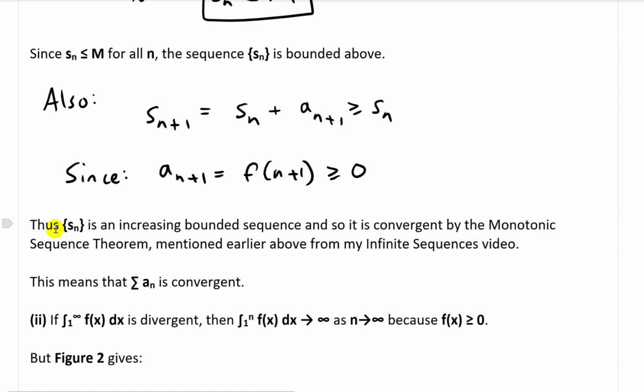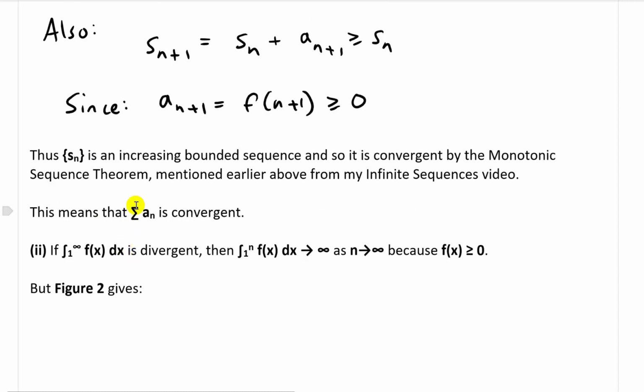So basically, if the partial sums are bounded and convergent, that means the total sum is as well. This is just the total sum as opposed to just the partial sum Sn. So this means that this series an is convergent.